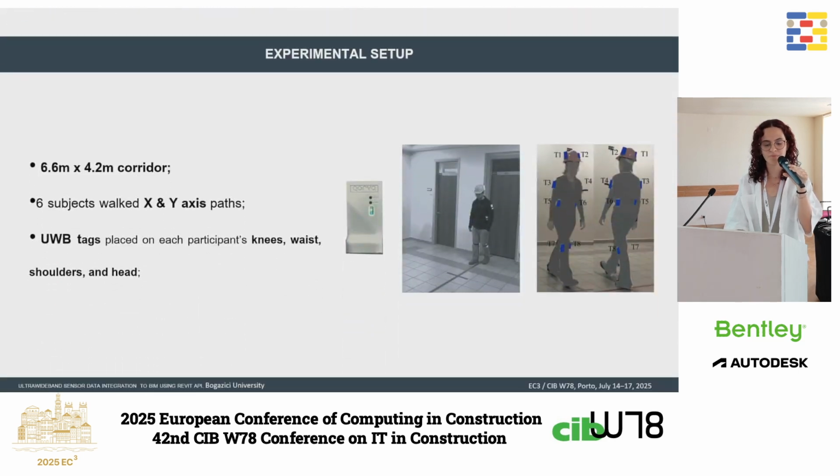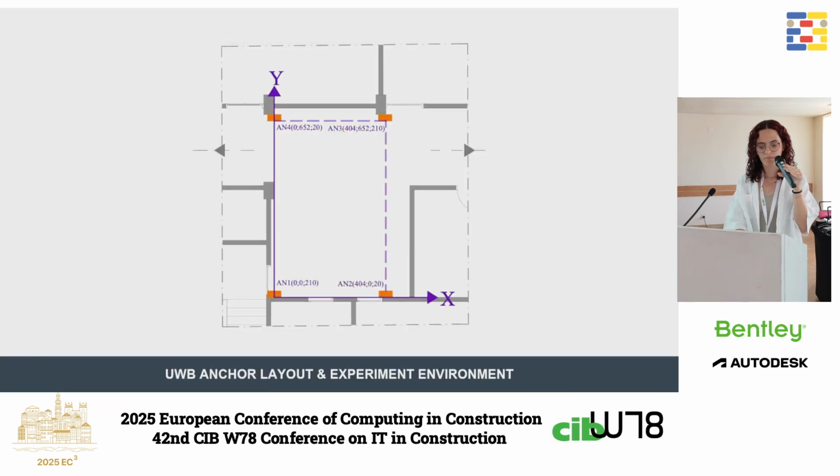This is our experimental setup. We tested our framework in a rectangular corridor. As my colleague mentioned, we had 6 subjects walk different paths along the X and Y axes. UWB tags were placed on each participant's knees, waist, shoulders, and head. This is our corridor plan.